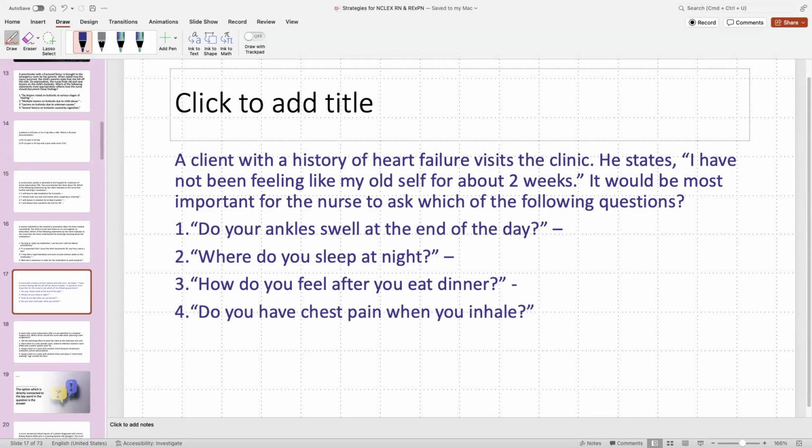A client with a history of heart failure visited the clinic. He stated, I have not been feeling like my old self for about 2 weeks. It would be most important for the nurse to ask which of the following questions?